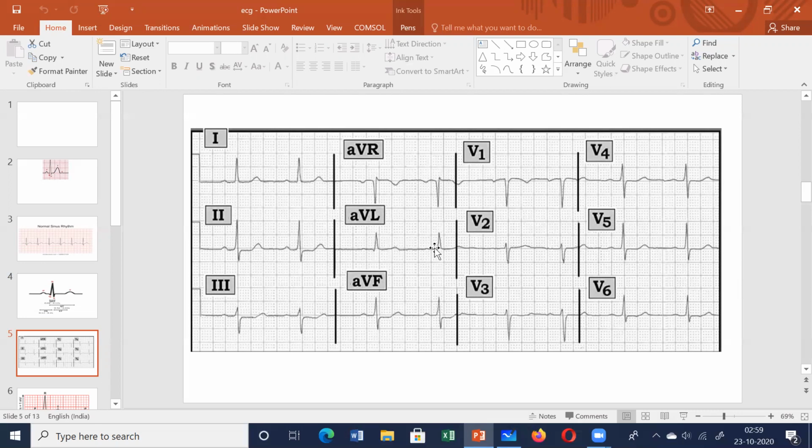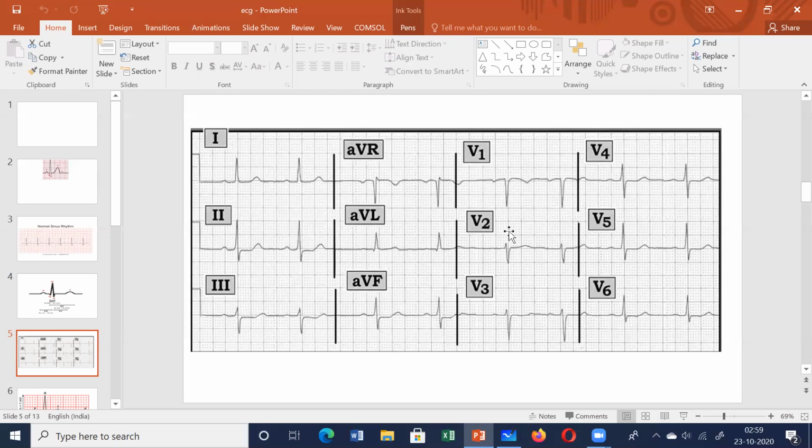And what is right ventricular hypertrophy? How will you diagnose it? Mainly there is right axis deviation. Again, I'll tell you about the deviation just after this. Right axis deviation, and there is a predominant R wave in V1 or V2.